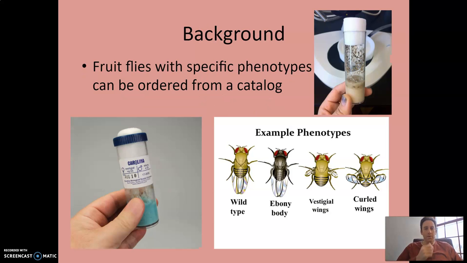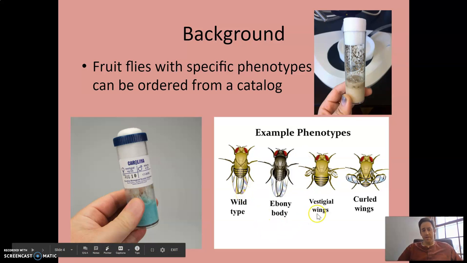So how's it going to work? Background: first of all, this is a shocker to a lot of students. Fruit flies with specific phenotypes can actually be ordered from a catalog. You can just call up Carolina Biological Supply and ask, can you send me some ebony body, vestigial wing flies? And they're like, yeah, sure, no problem.